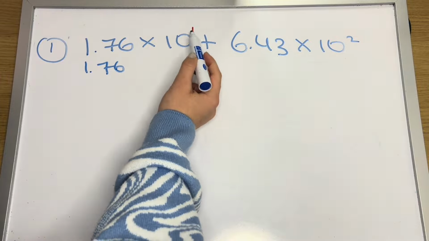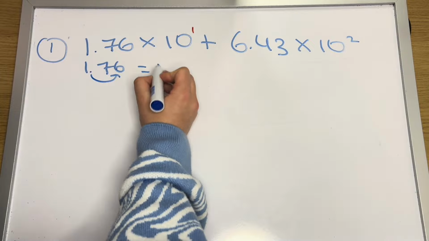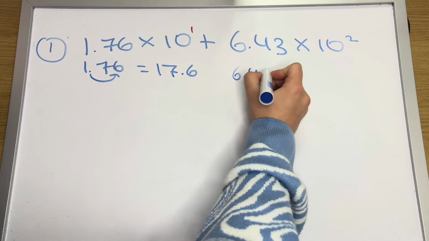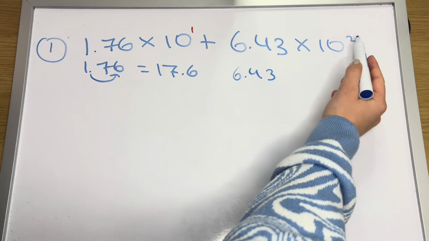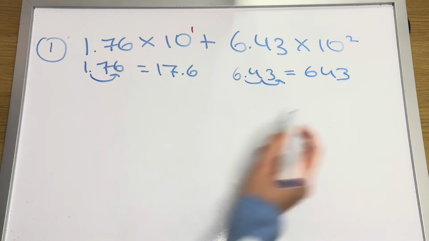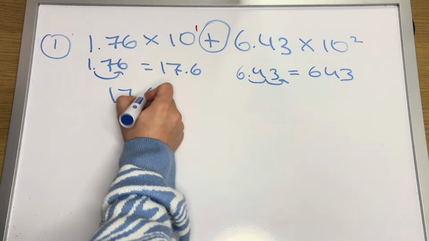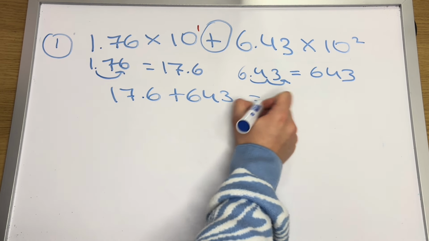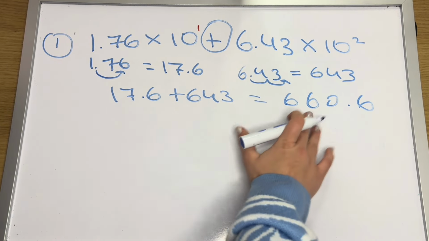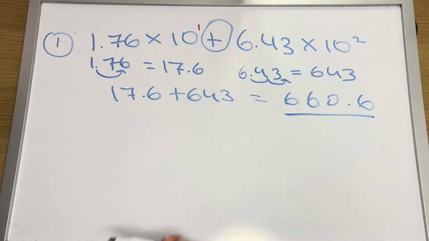1.76 and the decimal point has been moved once. So that means it's 17.6. And now for this statement, 6.43, the decimal place has been moved twice, so that means I'm going to move it once, twice. So that's 643. Now I'm going to take both of these numbers and add them in this case. So 17.6 plus 643, that gives me 660.6. Now, am I done? I'm not. I have to take this number and convert it back into standard form.